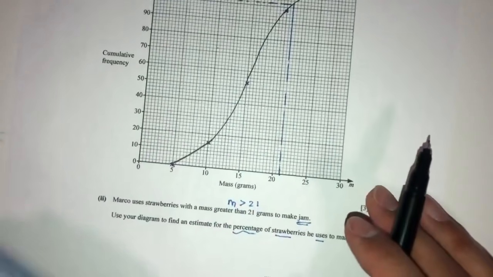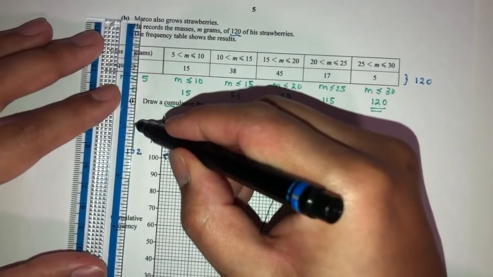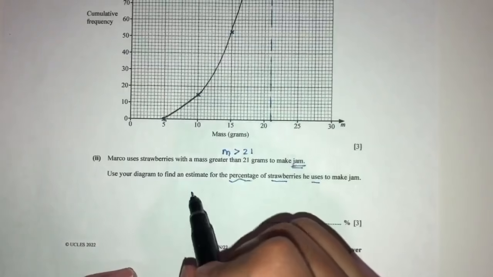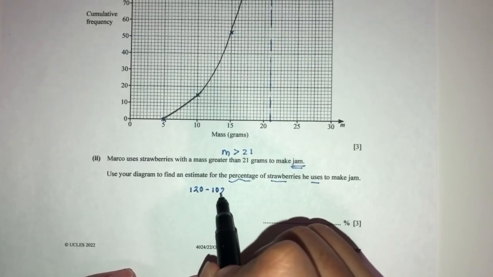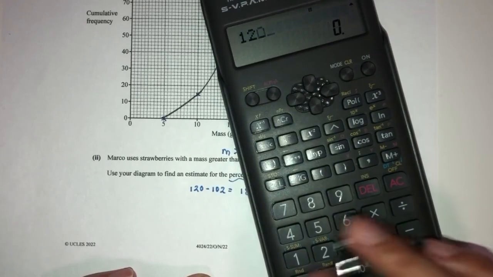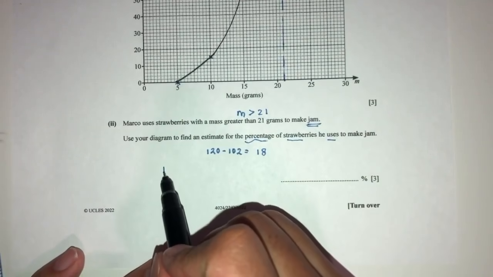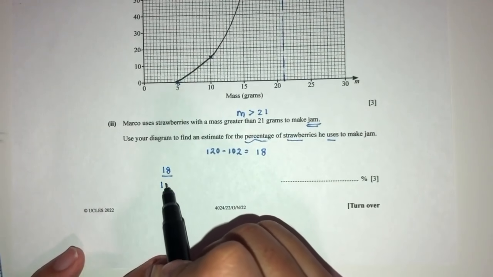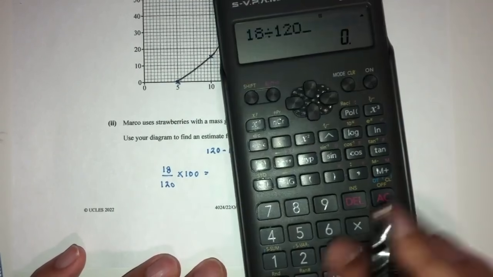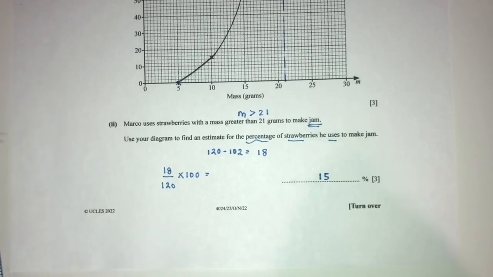Now we do understand it has to be more than this, so everything above 102. So 120 minus 102, that should be what? It is 18. We can always check. 18. But the answer is to find the percentage, so obviously you take 18 over the total number of strawberries times 100. That will be 15. So 15% will be your answer for part 2 of your question.